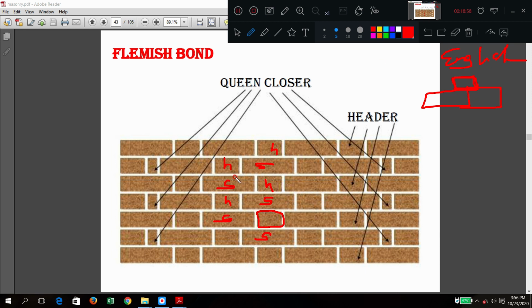But what is happening here? The header in each course comes exactly central over the stretcher. These are the points I am explaining. These things will again appear in the notes. There I will go a little bit fast. Okay, you should cope up with all these things.